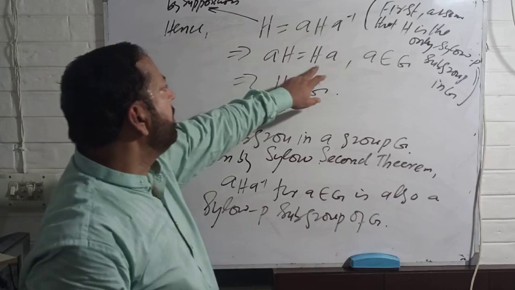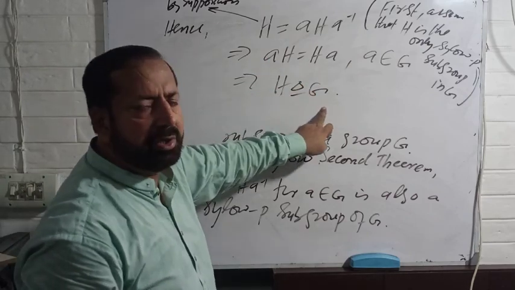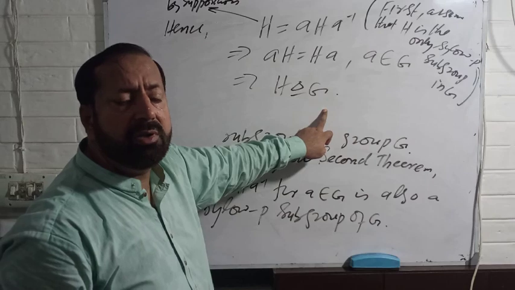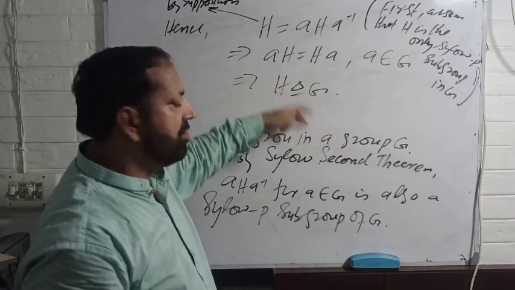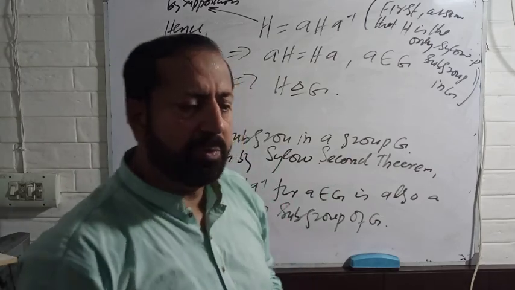Thus, AH is equal to HA. This implies that H is normal in G. And conversely, suppose that H is normal in G, and you have to show that H is the only Sylow P subgroup in G.